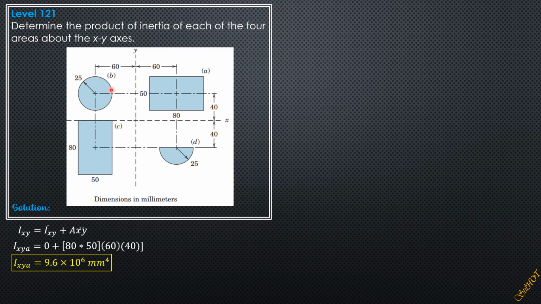For part B, Ixy with respect to the centroid is 0, then plus area pi times 25 squared, x bar negative 60, y bar 40. So Ixy of the figure in part B is negative 4.712 times 10 to the 6 millimeters to the fourth.